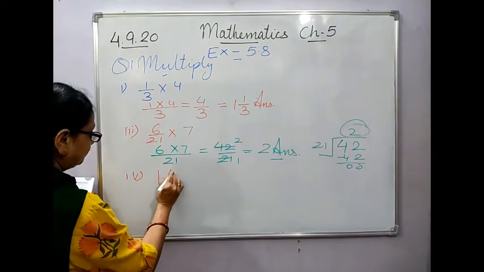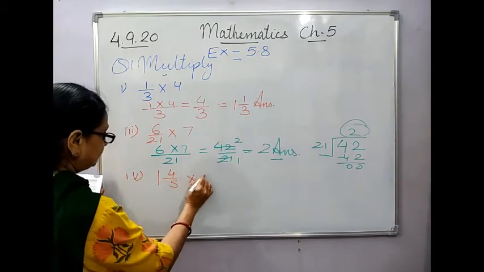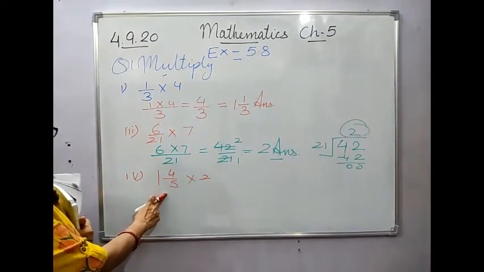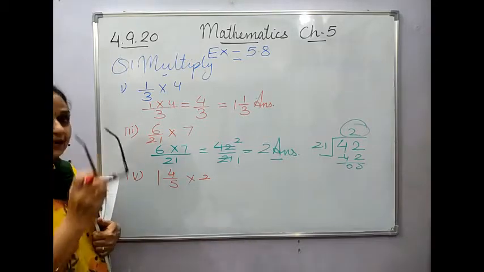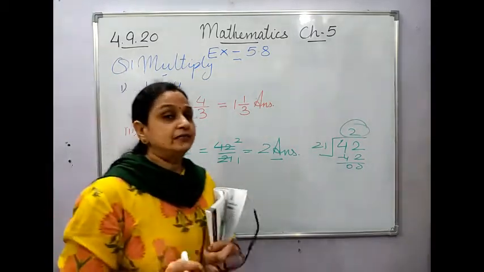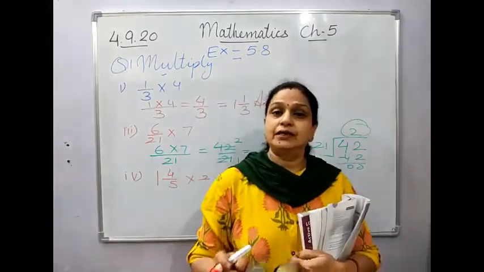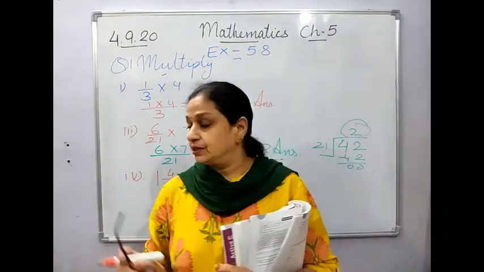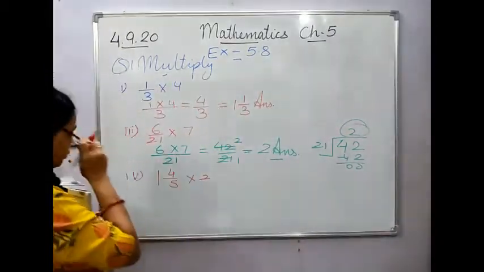1 whole number 4 upon 5 multiplied by 2. This is a mixed fraction. You remember that I have told you that whenever the sum is in mixed fraction, you have to convert it into improper fraction. So we'll first convert it into improper fraction.